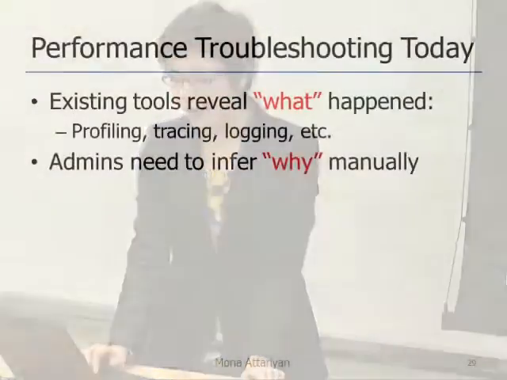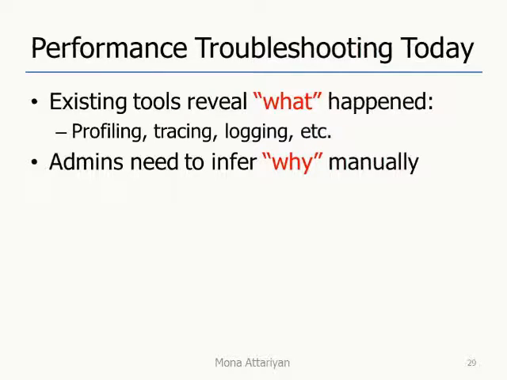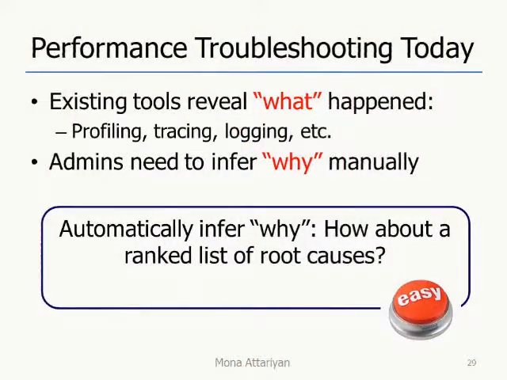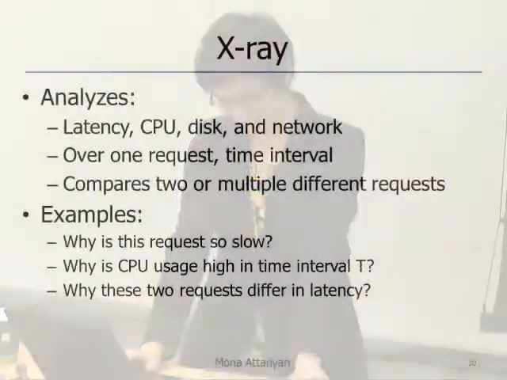So what do you do when you have a performance problem? Usually people use monitoring tools, profilers, tracing, logging, to see what's going on in the system. The problem with all of these tools is that they tell you what events are happening in your system. What you really want to know is why those events are happening. So now you need to manually infer why, and that's the part that needs a lot of expertise. So wouldn't it be great if you could automatically infer why as well? Wouldn't it be even greater if you could have a list of root causes? I see smiles. And that's exactly what X-ray tries to do.